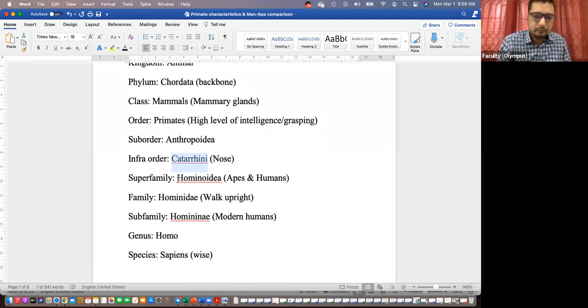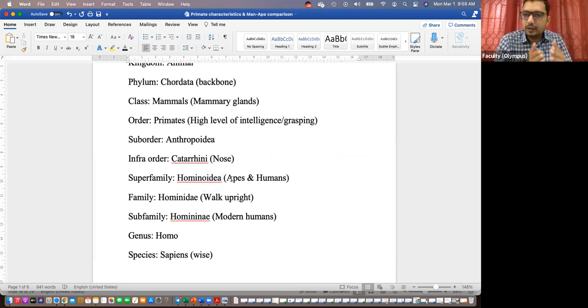And then superfamily. We belong to the superfamily called Hominoidea. Say it a couple of times so you get used to the term Hominoidea. Don't get scared, because you don't have to do this in the exam, but have a picture of it and understand it.